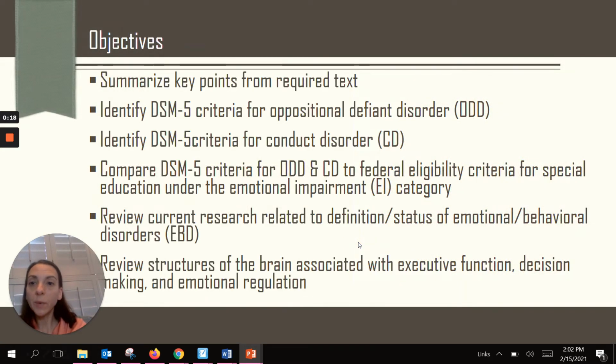Our goals for today: we're going to summarize key points from the required text. We're going to identify DSM-5 criteria for oppositional defiant disorder. We're going to identify DSM-5 criteria for conduct disorder. We're going to compare DSM-5 criteria for ODD and CD to the federal eligibility criteria for special education under the emotional impairment category. We're going to review current research related to the definition and status of emotional behavioral disorders. And we're also going to review key structures of the brain associated with executive function, decision making, and emotional regulation.